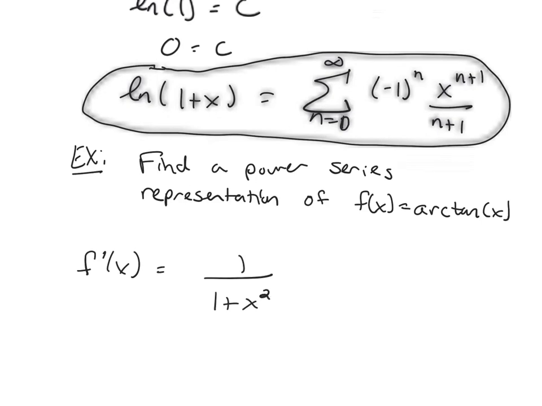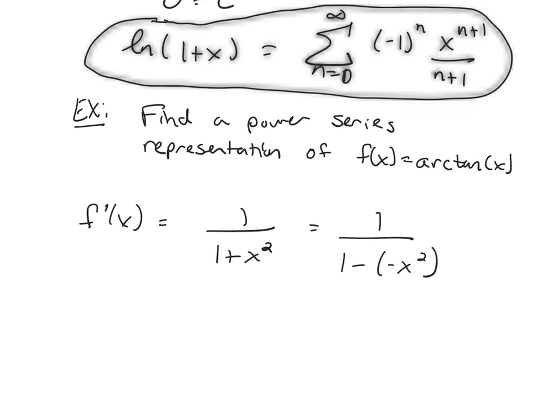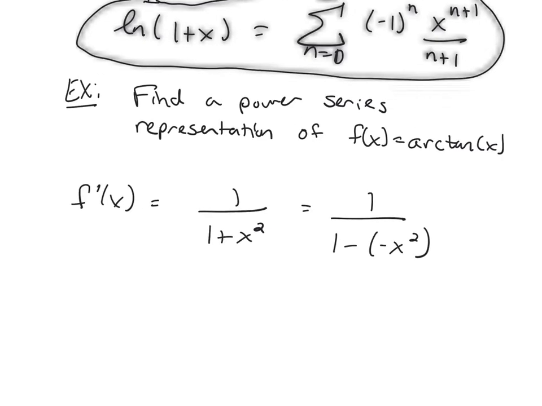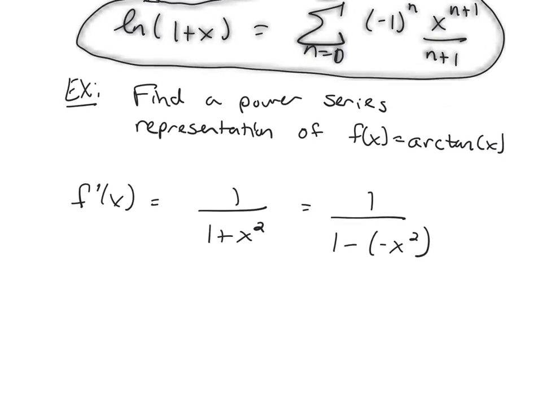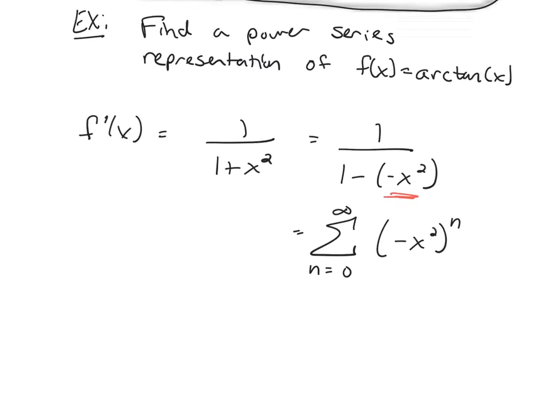Again, I get 1 over 1. It's good, but I have this plus, so we just do what we did on the last problem and change it into a minus. From here, I can write a power series for this using my formula. The thing in parentheses here is what I plug into my formula. The sum from n equals 0 to infinity of negative x squared to the n. If you want to simplify it, this is negative 1 to the n, x to the 2n.